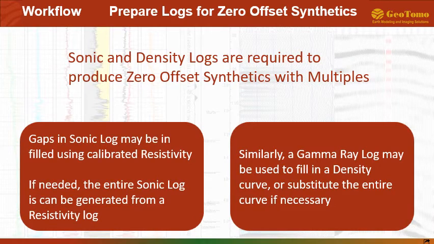Sonic and density logs are required to produce zero offset synthetics. Any gaps in the sonic log may be filled in using edit functions or a calibrated resistivity. If needed, the entire sonic log can be generated from a resistivity log. Similarly, a gamma ray log may be used to fill in a density curve or substitute the entire curve if necessary.